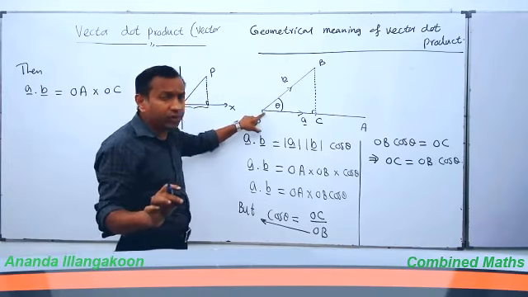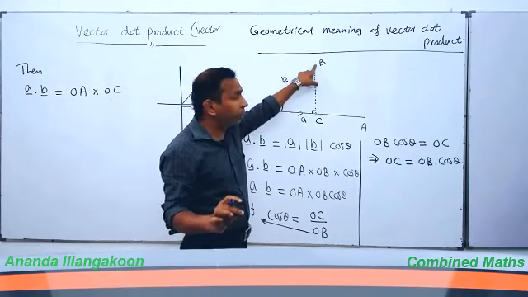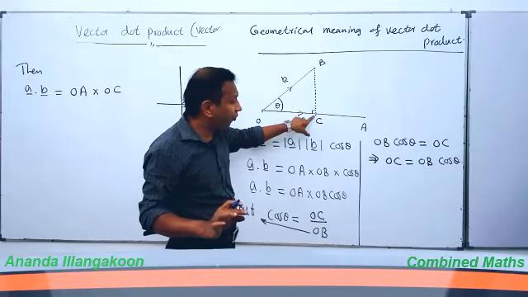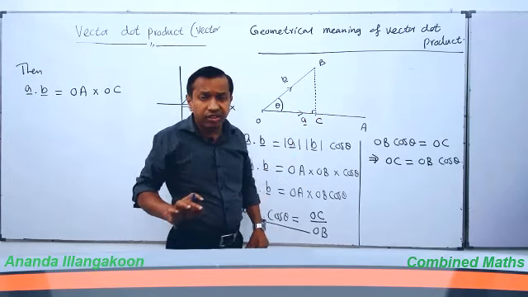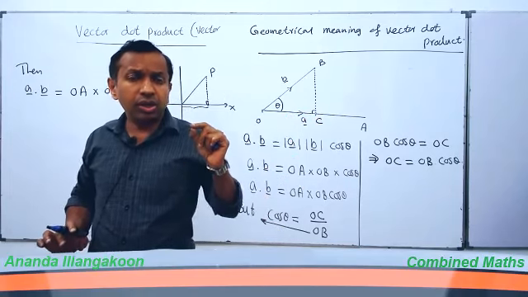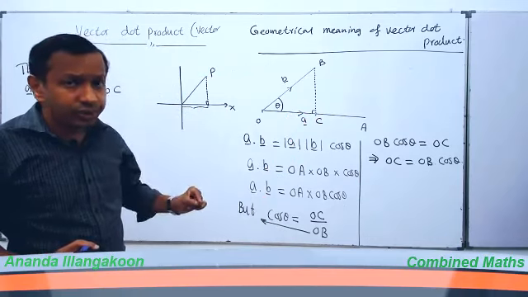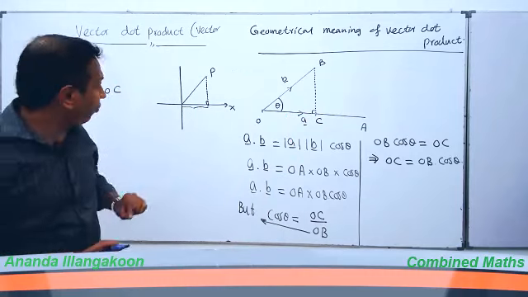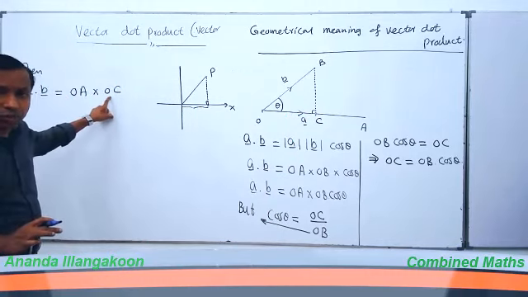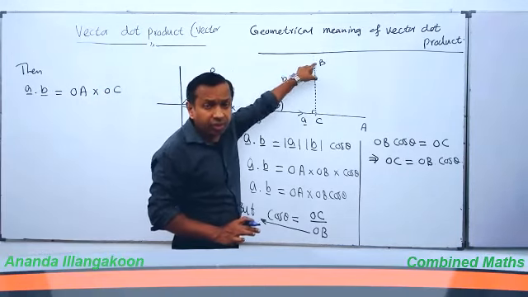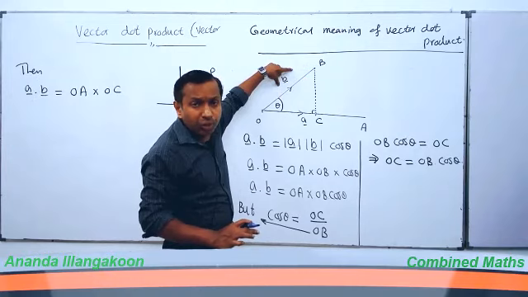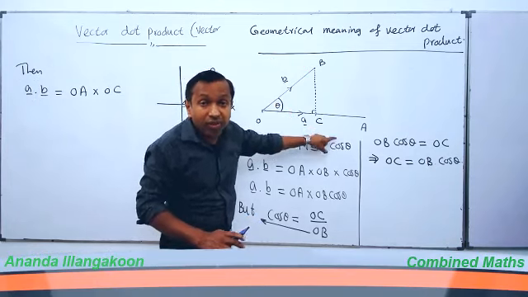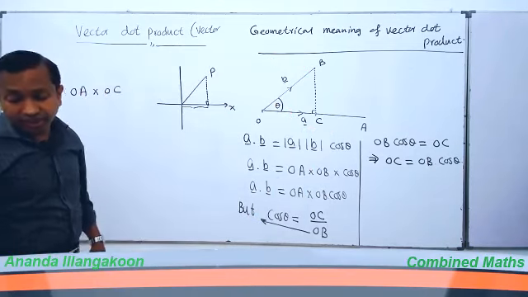The same situation here we have now, people. From this point B, we drop a perpendicular on this OA. The perpendicular foot is C. Then this OC is the perpendicular projection of this OB on OA. Then this OC I can write as the perpendicular projection of OB line, which means vector B, on OA, which means vector A. Understand?